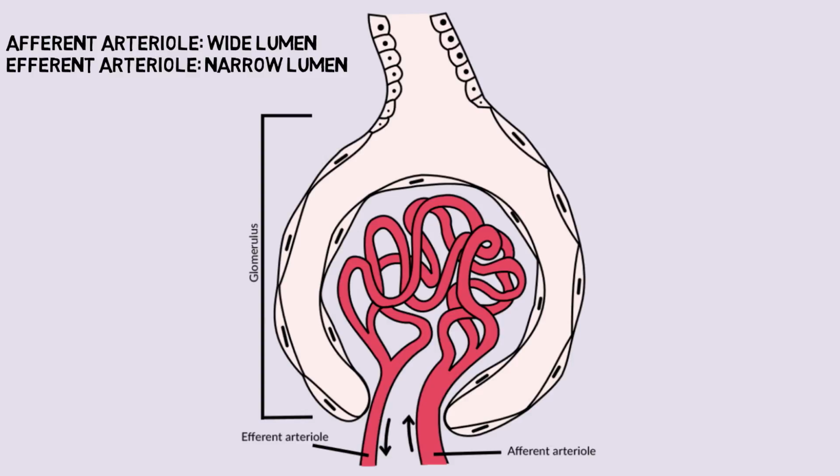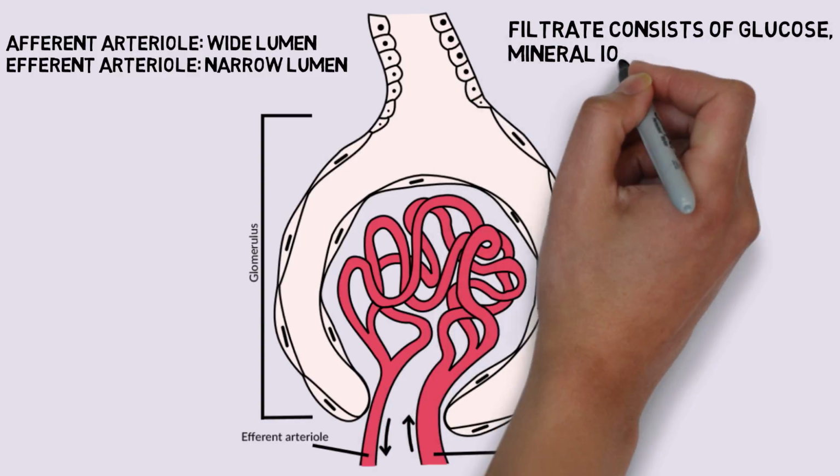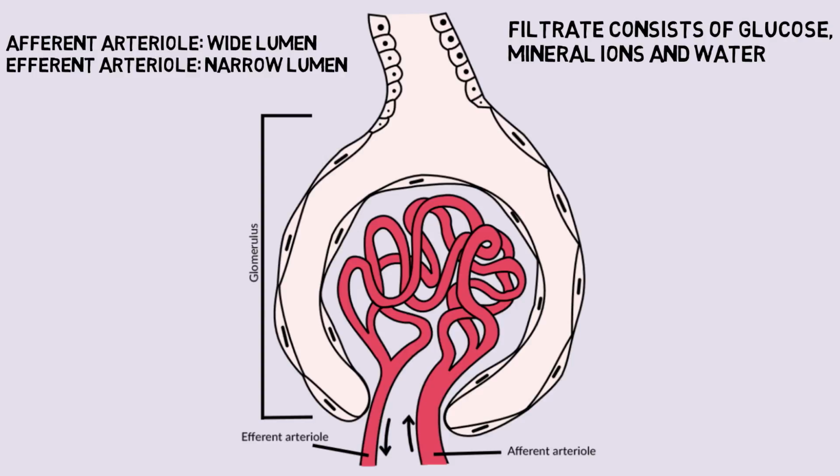The arteriole that leaves the glomerulus has a much narrower lumen than the afferent arteriole. This leads to hydrostatic pressure in the glomerulus. This hydrostatic pressure forces fluid out of the blood into the glomerulus. The glomerular filtrate contains water, glucose, and mineral ions. Red blood cells, white blood cells, and proteins are too large to pass through.